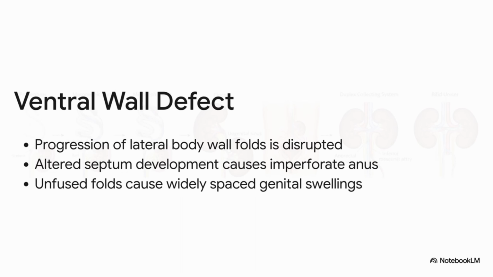Because the fundamental architecture of the pelvis is left completely open, that urorectal septum we studied earlier simply can't develop right. That leads to severe anal canal malformations, like an imperforate anus. And it doesn't stop there. Because the lower body folds remain unfused, the genital swellings get pulled widely apart, causing complex defects of the external genitalia. It literally merges urinary, gastrointestinal, and genital anomalies into one incredibly complex clinical presentation.